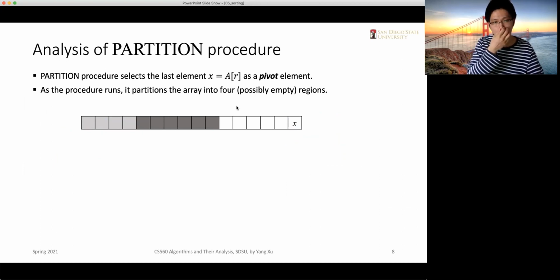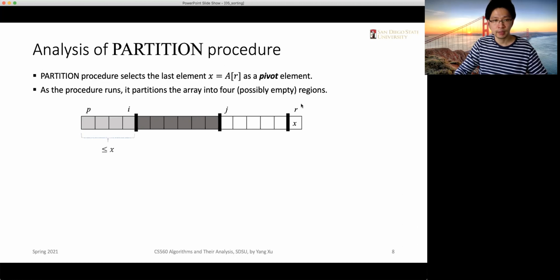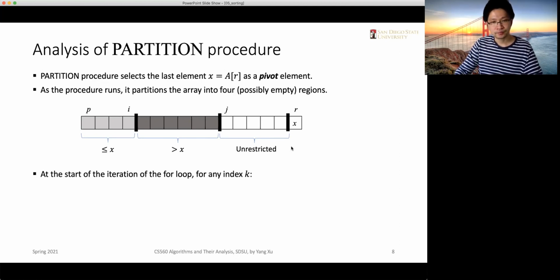All right, so first let's look at how correct the algorithm is. The partition procedure basically selects the last element as the pivot, and we partition the array into 4 parts, right? The light gray area are those smaller than the pivot. The dark gray area are those greater than the pivot. The white areas are those we haven't scanned yet, and the last area is the pivot itself.